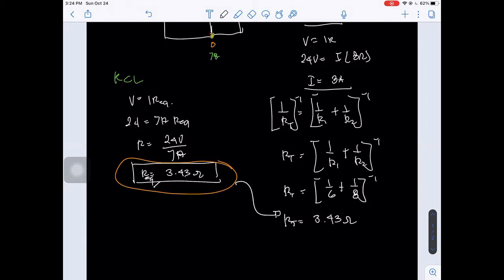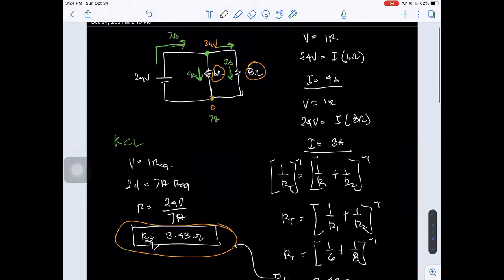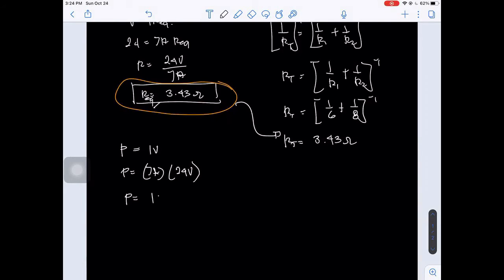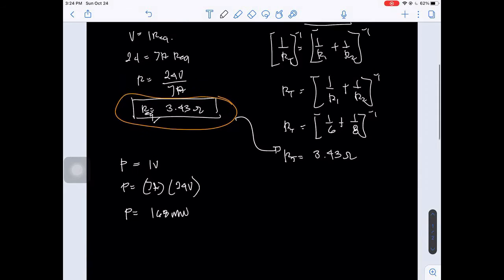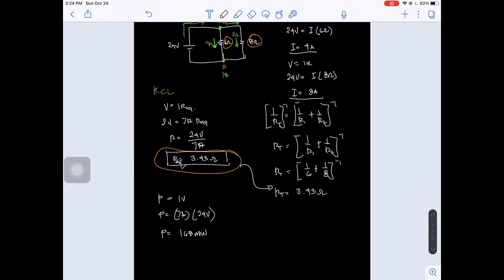Okay, now our next step is to determine the power delivered by the 24 volts battery. To solve for the power, we can use this formula: P is equal to IV. So we have I, which is 7 amperes, and the voltage supply of the circuit is 24 volts. Then we have 168 milliwatts. So 168 milliwatts is delivered from the battery.